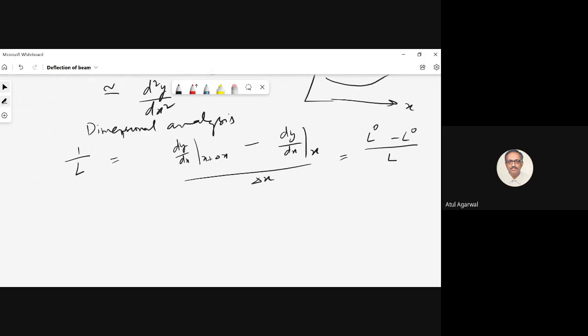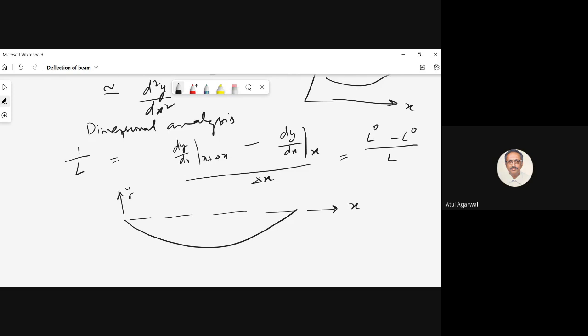So again, I will just check it out. This was my deflection curve. This you can call your deflection curve. Initially, your beam was like this. After deformation, the centroidal surface looks like this. This is my x coordinate. This is my y coordinate.